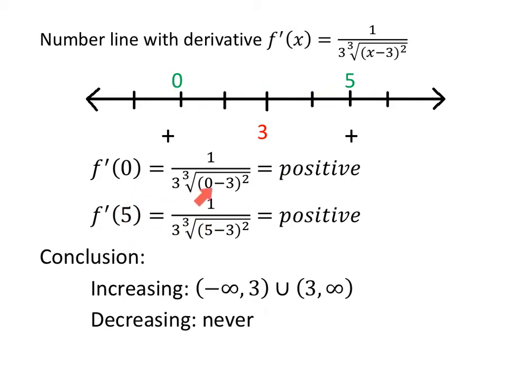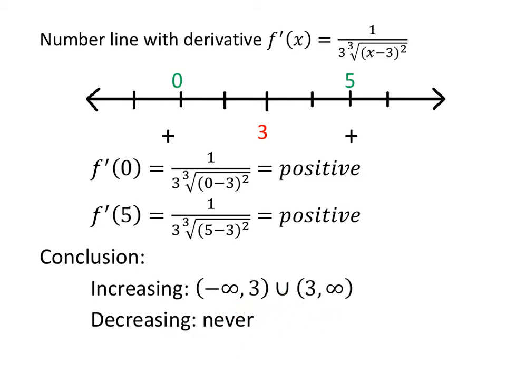So I put 0 into the derivative. 0 minus 3 is negative 3. Negative 3 squared is 9. The cube root of 9 is positive, and multiply it by 3, it's still positive, and find the reciprocal, it's still positive. In fact, no matter what I put in this derivative, when I square inside the radical, that's going to make it positive, assuming it's not 0, and we excluded the only 0. If that's positive, the cube root of a positive value is positive. 3 times a positive value is still positive, and positive divided by a positive is always going to be positive.